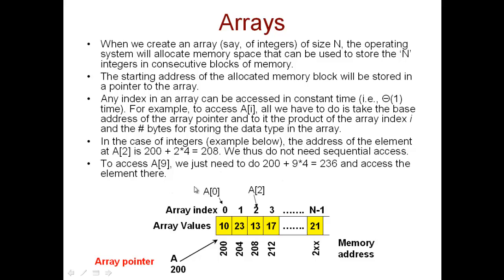Similarly, if I want to access the element at index 9, if I say a of 9, that base address 200 plus 9 times 4 is 236, and that's where that element is. So you can right away access it instead of going through 200, 204, 208 and so on, and then accessing 236. So again, it's a theta of one time.